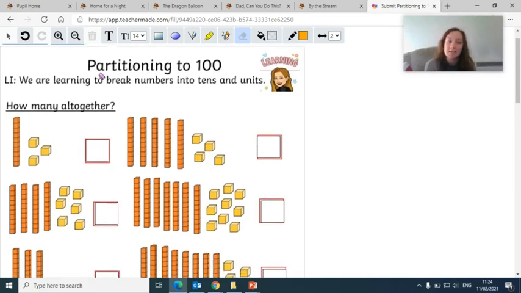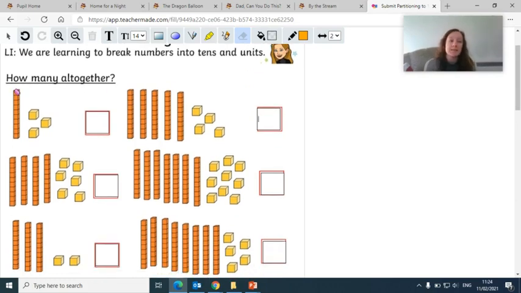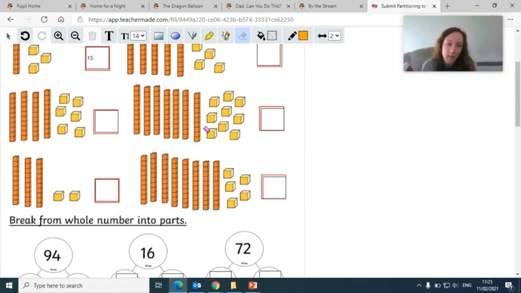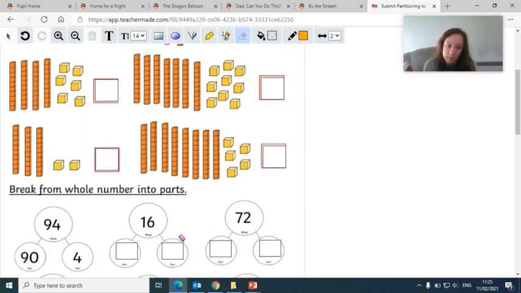Okay, excellent. So this is our sheet here. So at the top again, it says partitioning to 100. And we are learning to break numbers into tens and units. And that's exactly what we're going to practice. So here, it says how many altogether. So you're going to need to count the tens and the units to find out. So here we have 1 ten stick, so we have 10, and then 3 units is going to be 13. Well done. So you just click on the box and type in 13, just like you normally do with these sheets. And that's the same for all of these bits, okay?